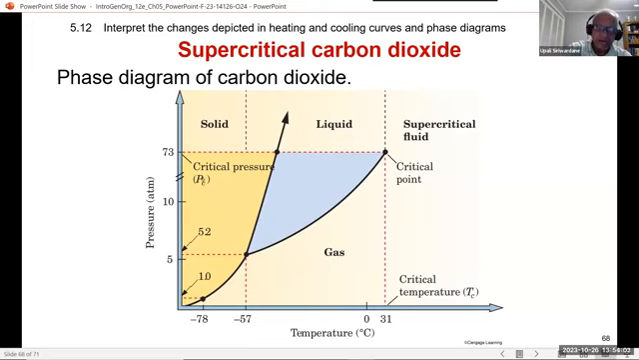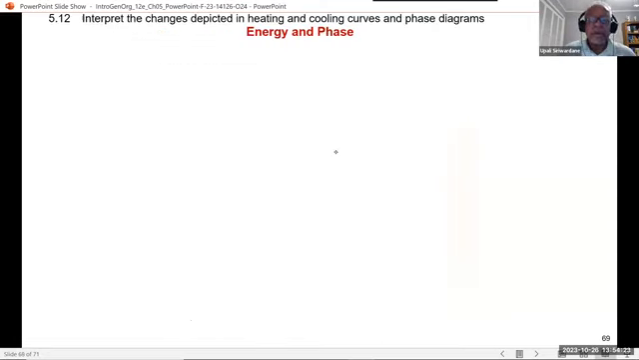But anyway, the features are the same. The solid phase is in the area next to the pressure y-axis. Gas is next to the temperature axis. Liquid is in between. So therefore, a lot of things can be summarized.